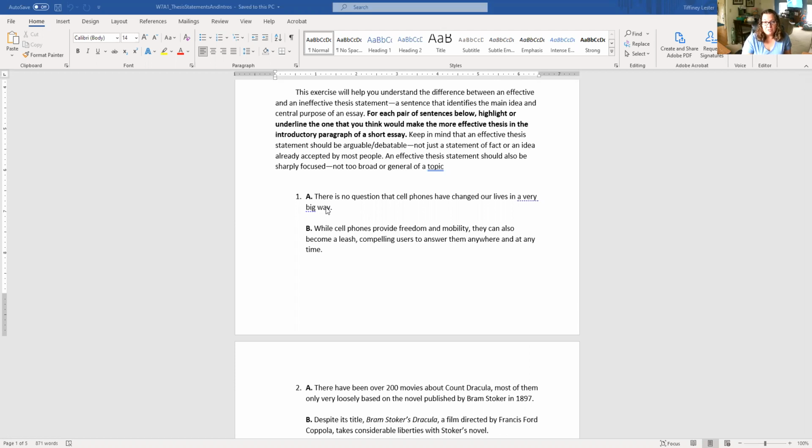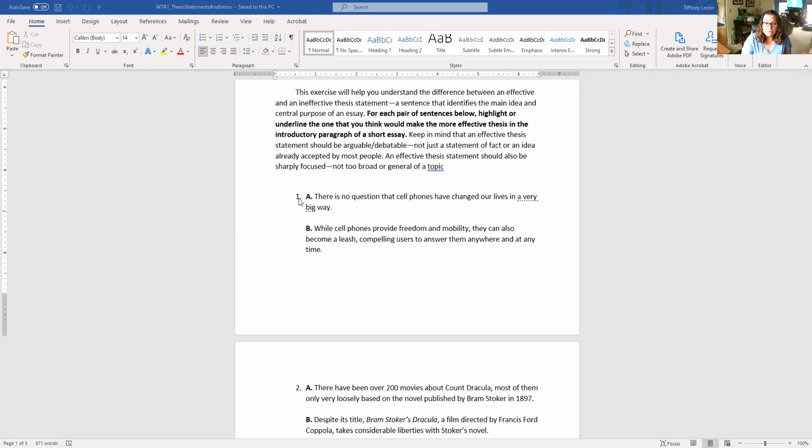The other option is strong. It is a good thesis statement. It is focused, it's specific, it has a debatable idea with specific main ideas listed. So your job is in each pair to figure out which one is the strong one, and either underline it or highlight it, mark it in some way.